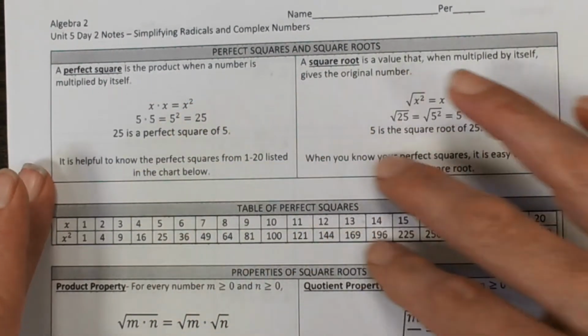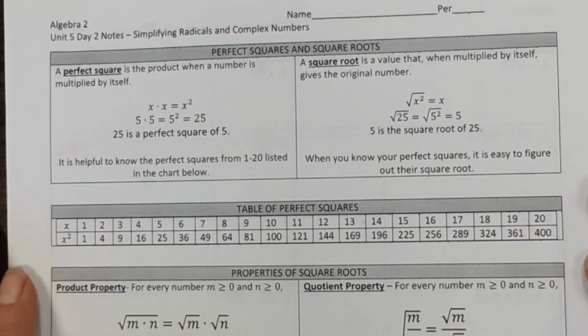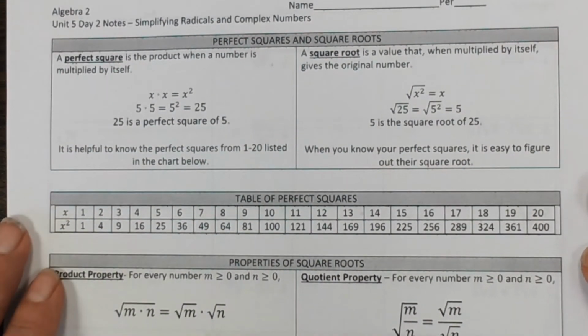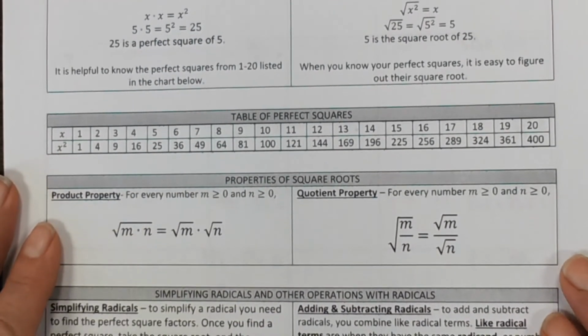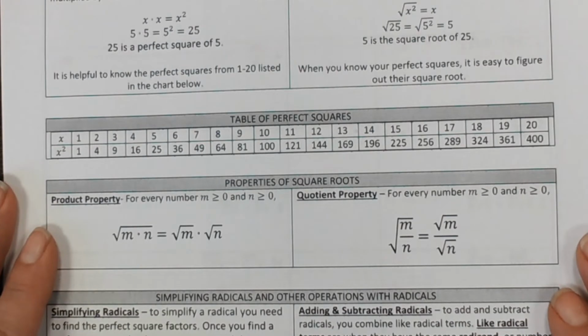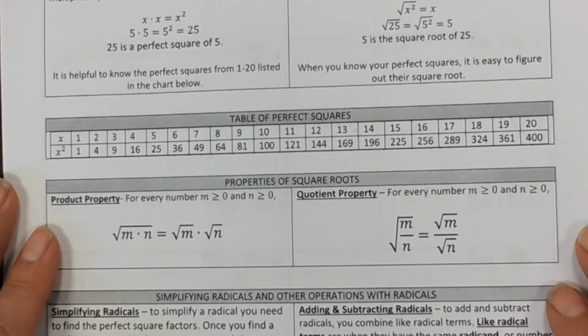So again, I've given you a table of perfect squares for you to refer back to while you're doing homework or to work on committing to memory. Now, when we're simplifying with square roots, there are a couple properties that are helpful for us to know.